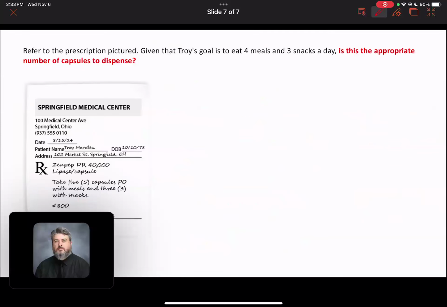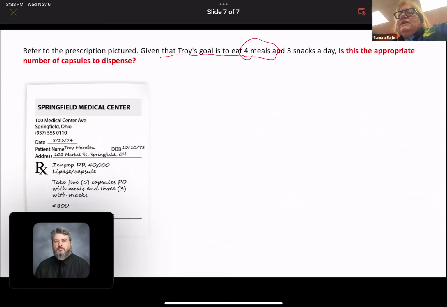Yes. All right, one CF question on here. Given that Troy's goal is to eat 4 meals and 3 snacks a day, is this the appropriate number of capsules to dispense? All right, what does this say here? So we're going to give ZenPep 40,000. Do you remember what 40,000 means? Well, it's right here. Lipase per capsule. So even though we're giving lipase, amylase, and protease with these enzymes like ZenPep, this number is always the lipase number. Okay. So take 5 capsules with meals.